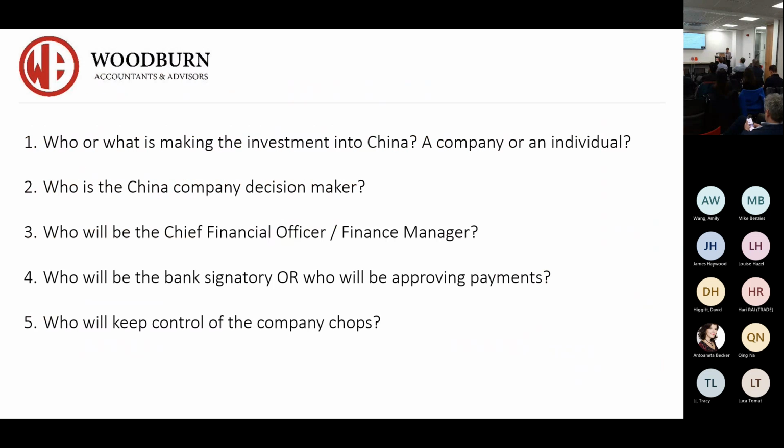So for questions to ask management, I would ask more around how you are actually going to operate the entity. Meaning, who's going to be the finance manager? Who's going to be the bank signatory? Who's going to approve payments? Who's going to keep control of the company chops? Who's going to keep control of the actual original licenses? Ask operationally, how are you going to function and who's going to do what? Who's got the authority to do what?